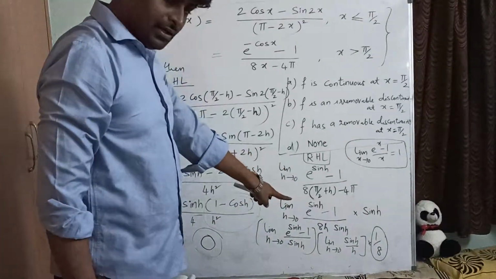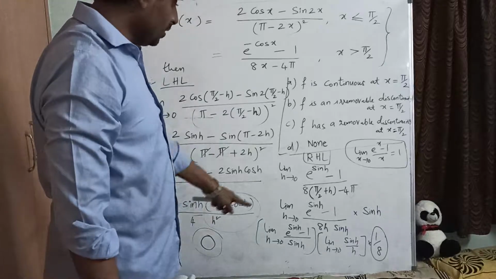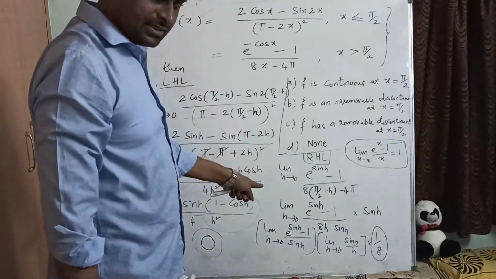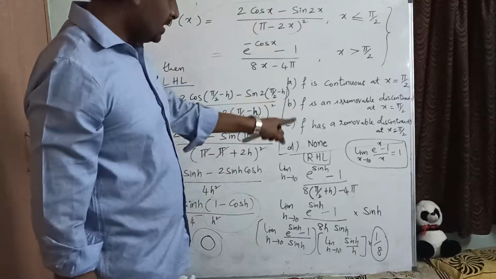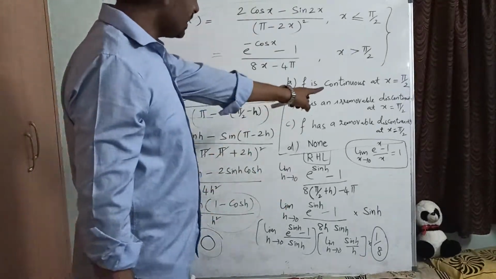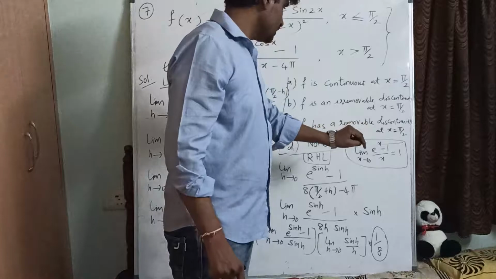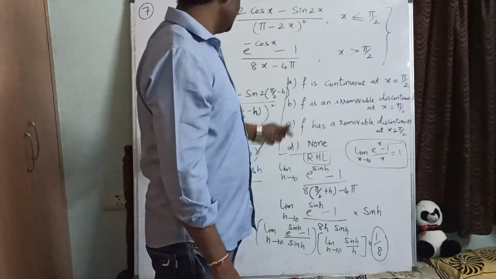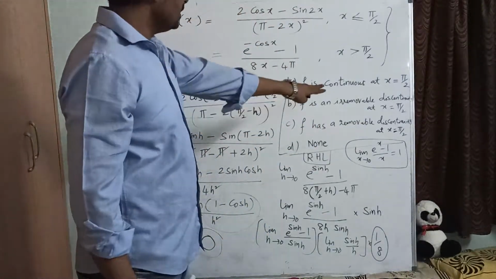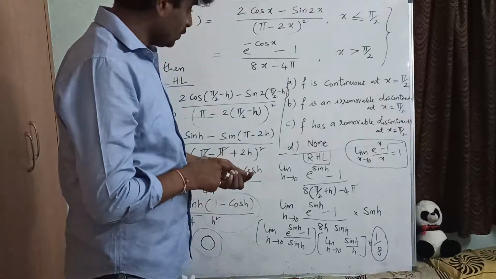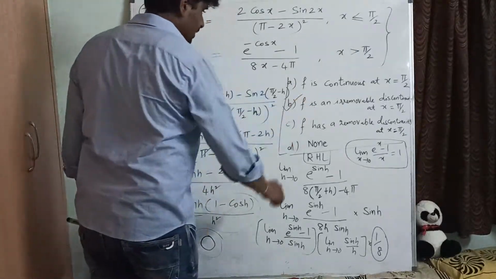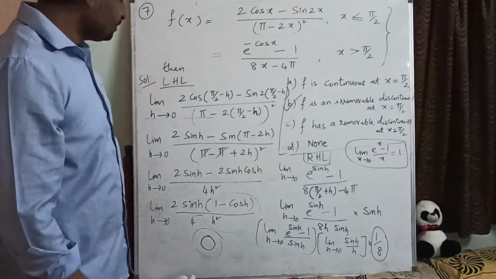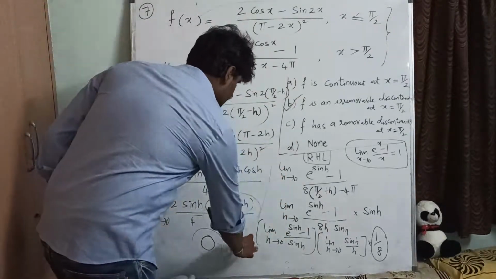So are those equal? No. So LHL not equal to RHL. So that is strictly discontinuous. So it is irremovable discontinuity at x equal pi by 2. Okay. So that function has irremovable discontinuity at x equal pi by 2. So which option is correct here? Option B. So clear? So hope you have understood. Just make a note of that.